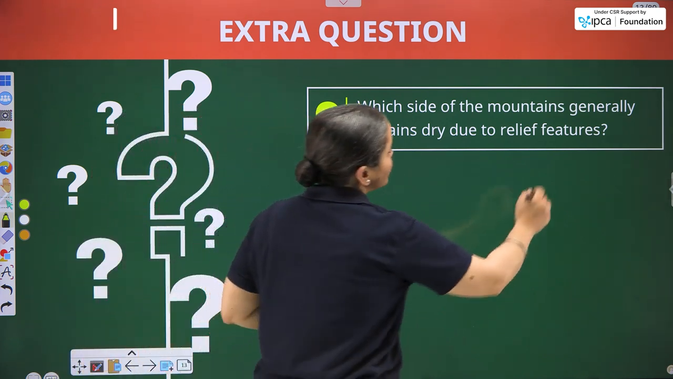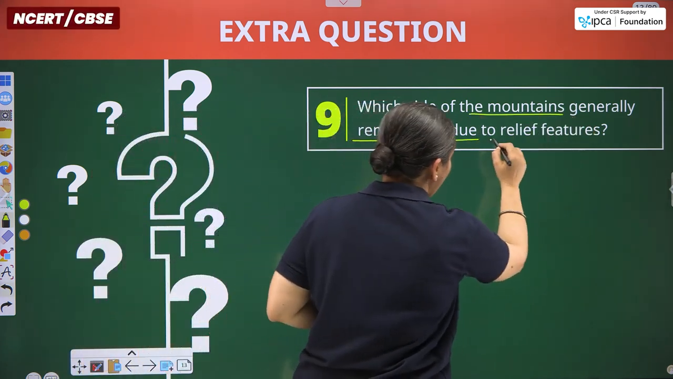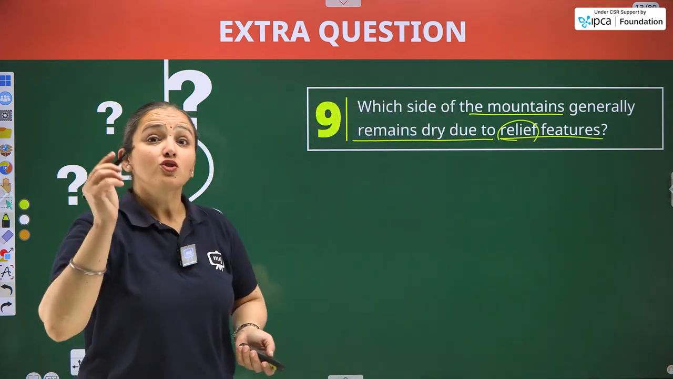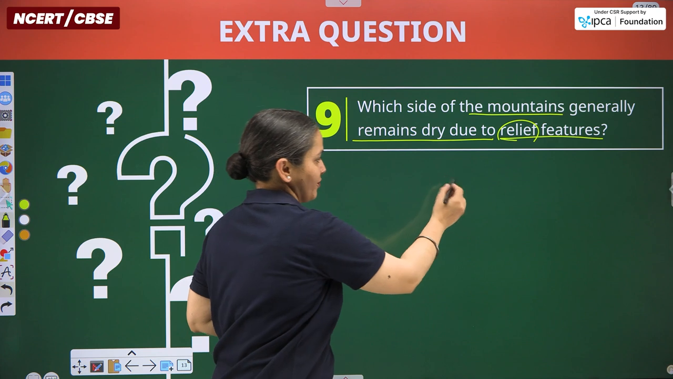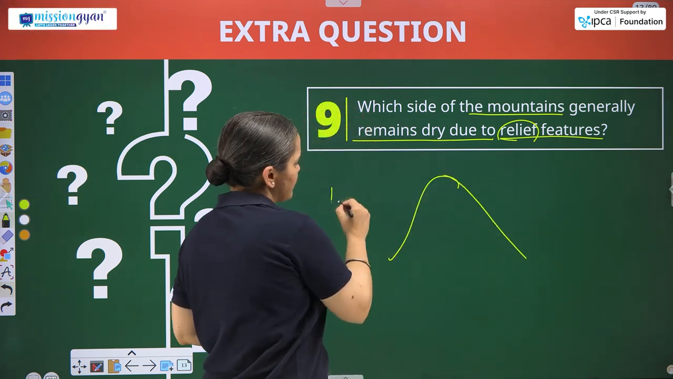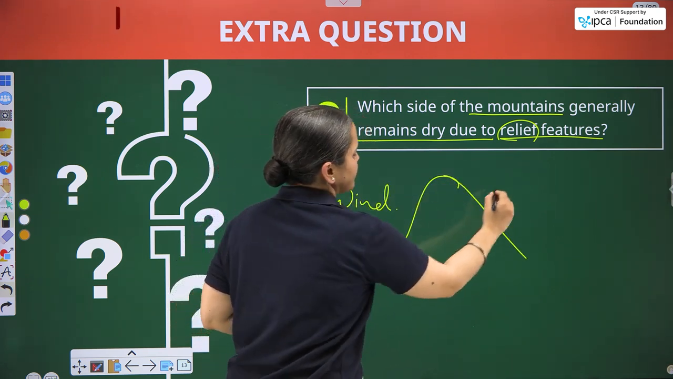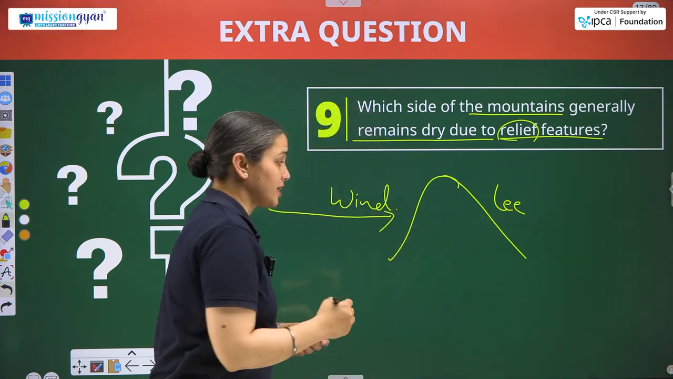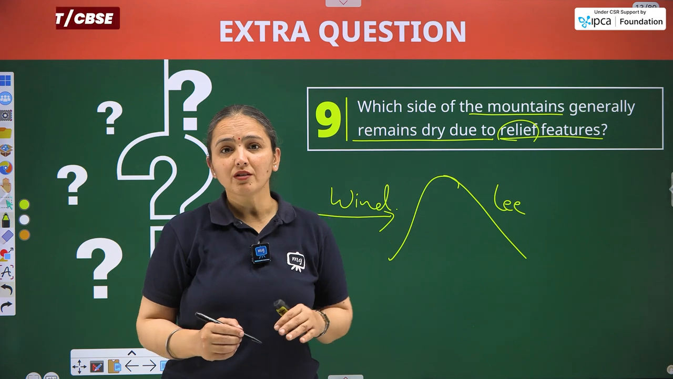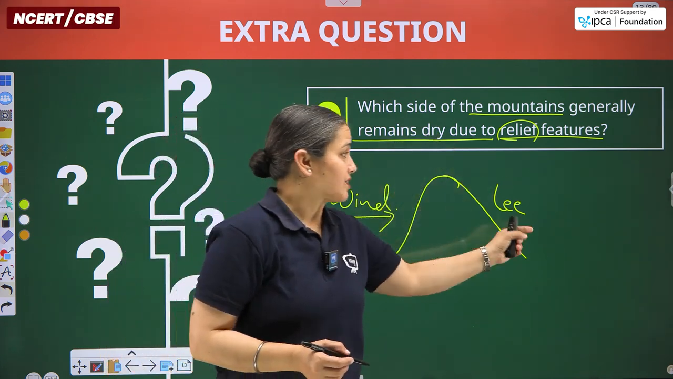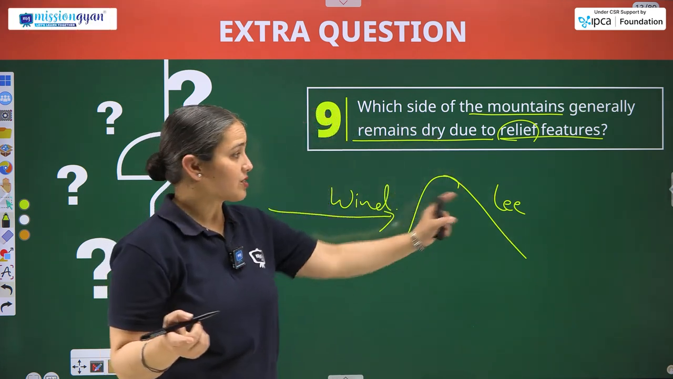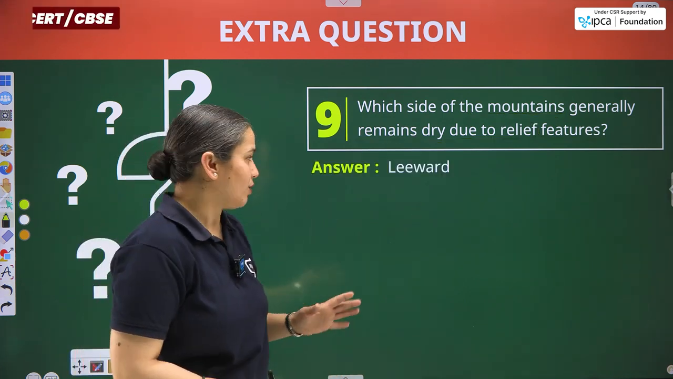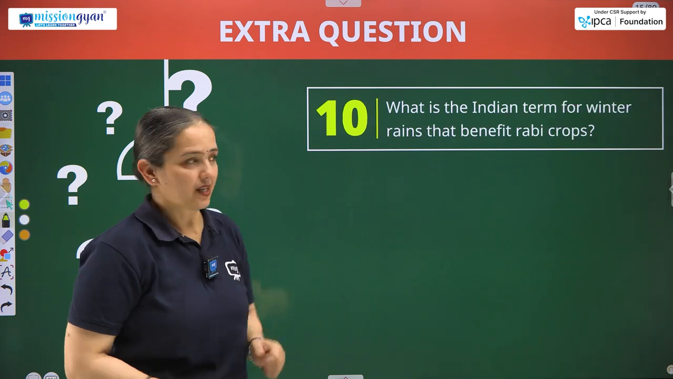Which side of the mountains generally remains dry due to relief features? Which relief features? Mountain. So which side of mountain remains dry? Let me draw this diagram. This is the windward side. This is the leeward side. So rain-bearing winds are coming from windward side. So this region is going to experience good amount of rainfall, and this leeward side, also known as rain shadow region, is not going to experience rainfall, or it's going to experience very less rainfall. So the answer is leeward side.